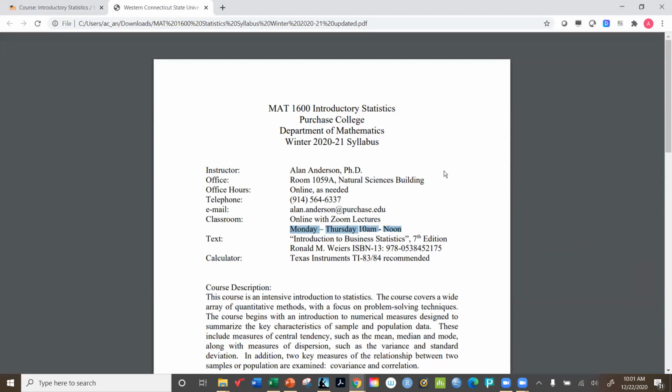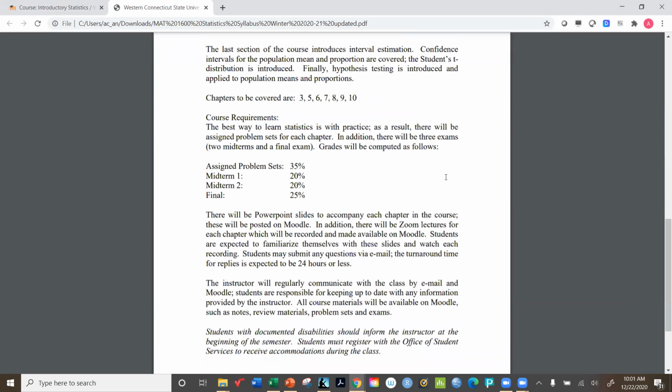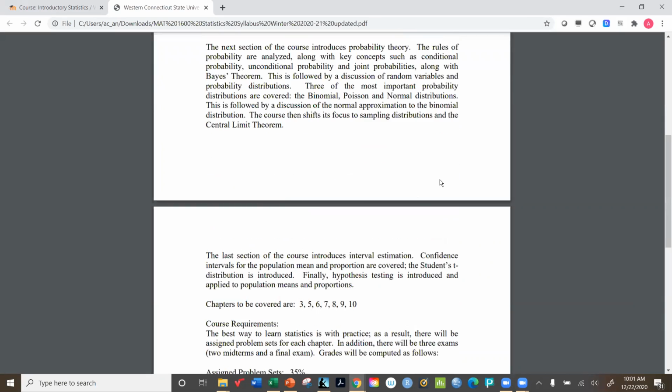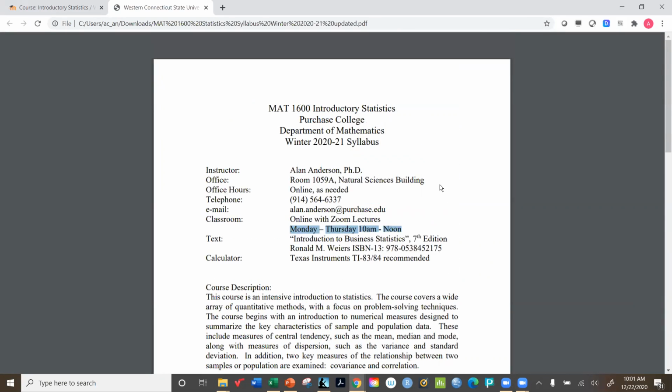But we do have one or two new people joining today, so I thought it'd be a good idea to add that information to the syllabus. Other than that, nothing's changed.